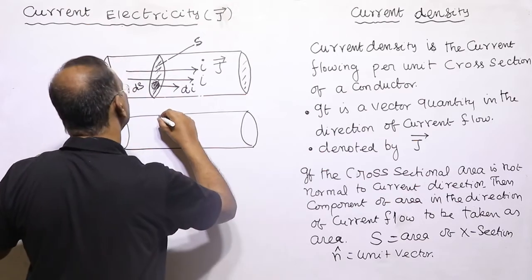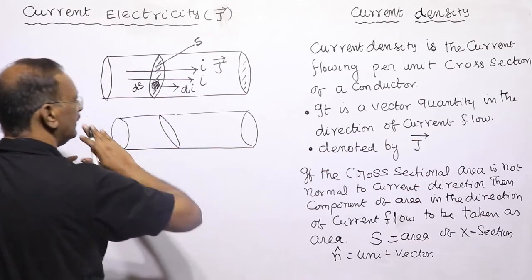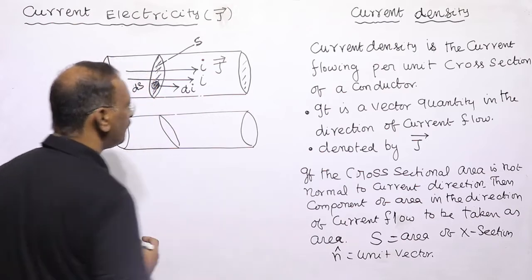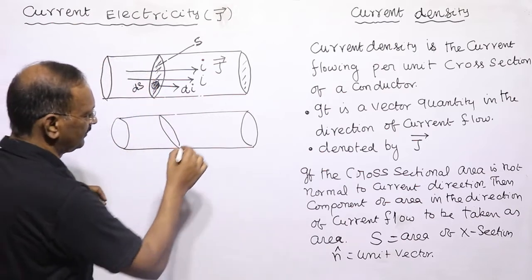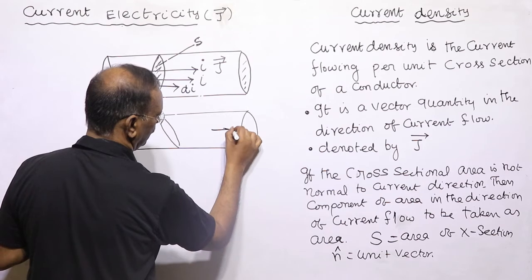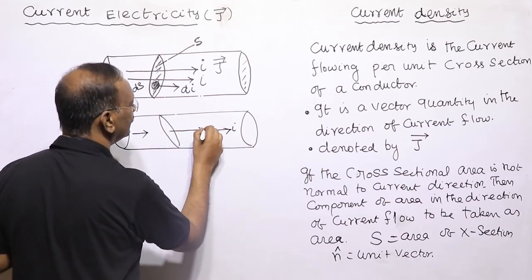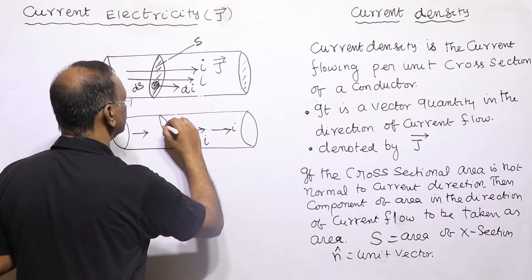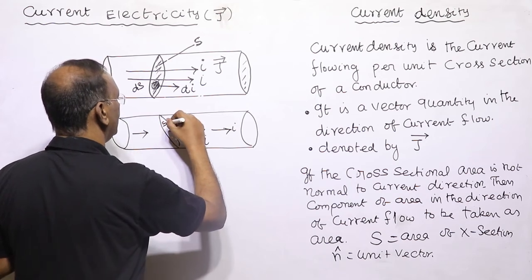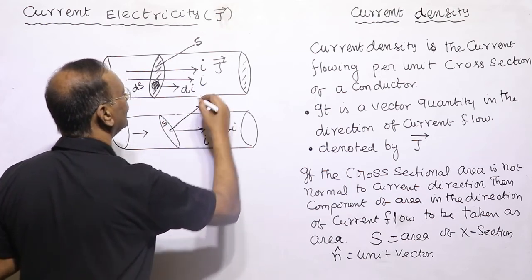This is a conductor. Suppose you take an area like this, because this area of cross section is not perpendicular to the direction of current flow. See, this is the direction of current flow, and this is S. It means the S vector will be like this.